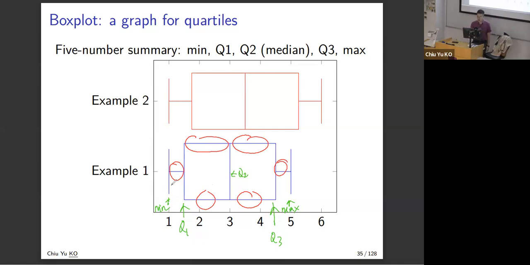But here you can easily read from the graph. Maybe I'll use another color here. This is the range, and this is the IQR. You can easily see that example 2 has much more spread than example 1, no matter whether you look at the IQR or the range. So the box plot is very useful when you want to tell your boss that 2 is more spread than 1.